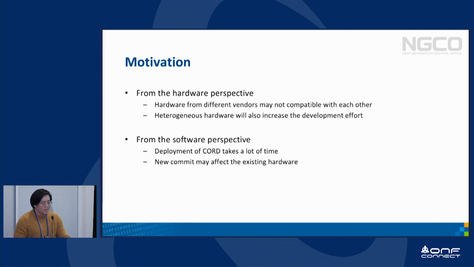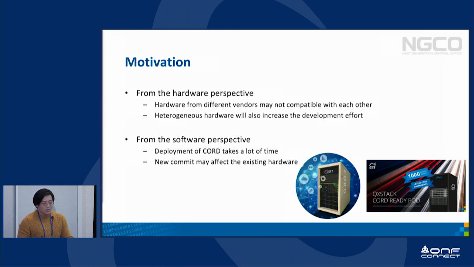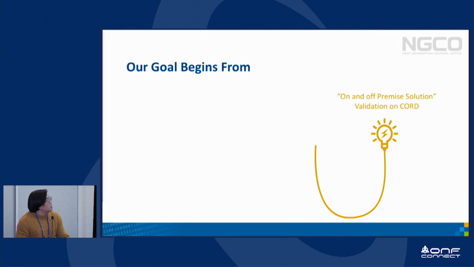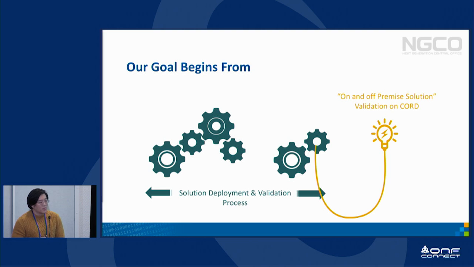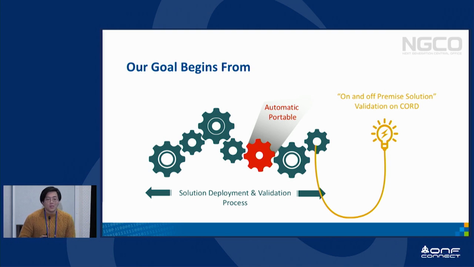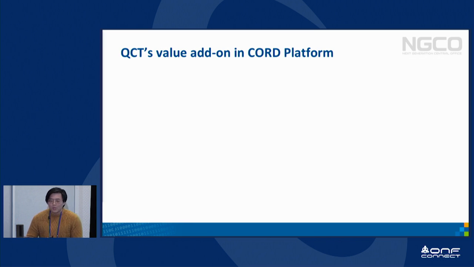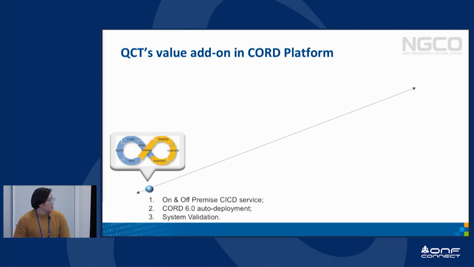So that is why we developed the solution called QCT CORD Ready Path, as Dr. Kate mentioned in the previous session. In order to achieve our on and off premise solution, our goal is for solution deployment and the validation process to become automatic and portable. In this slide, we will show in brief what QCT has added on in the CORD platform. First, we have the on and off premise CI/CD service. The second is the CORD 6.0 auto deployment. And the third one is the system validation.